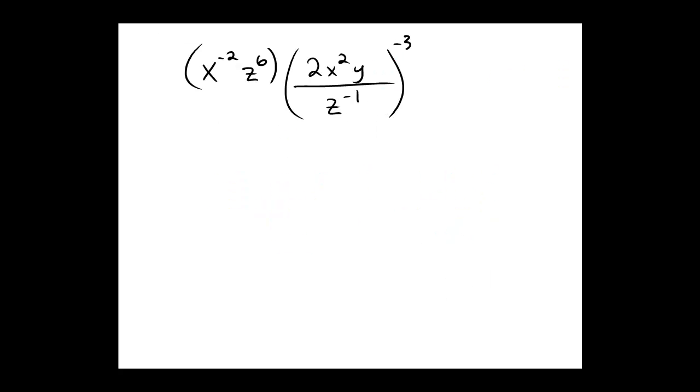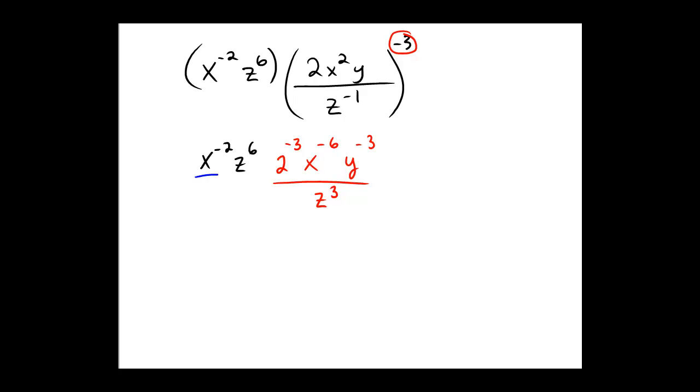Try this one on your own, and assuming you paused the video and tried it on your own, I'm going to do it in the same kind of detail that I did last time. So I have x to the -2, z to the 6th. I'm distributing my exponent through to give me 2 to the -3, x to the -6, y to the -3, over z to the +3.